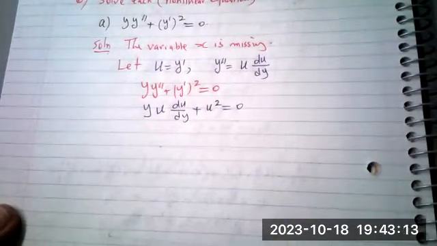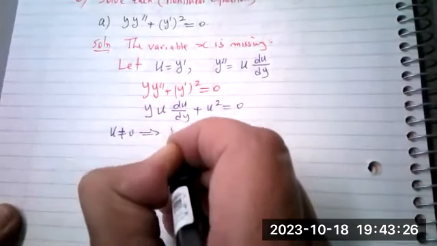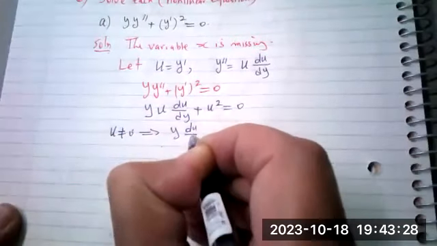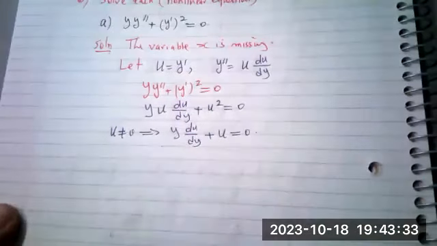First thing to do, you can divide by u. It's a u and the u is squared. You assume that the u is not 0. So you divide by u, so that gives y du/dy plus u equal to 0.